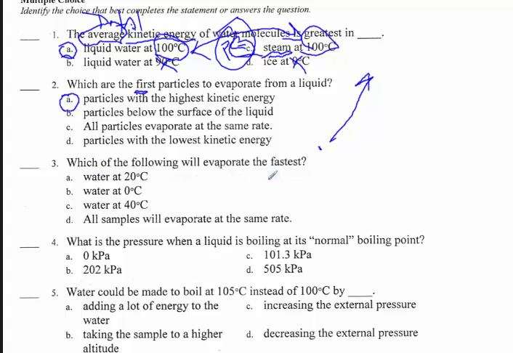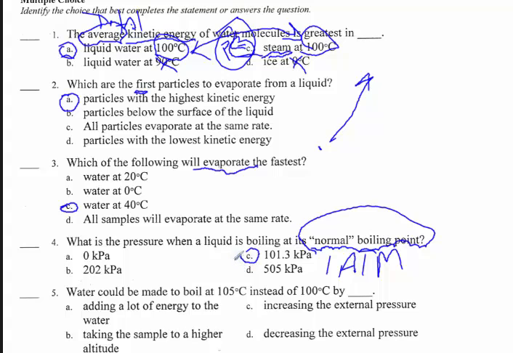Which of the following will evaporate the fastest? So think about it. The more temperature, the more speed of the molecules. So water at 40 degrees C will have a lot more kinetic energy, and will evaporate a lot faster than water at 20 or 0. What is the pressure of a liquid when it's at its normal boiling point? Anytime you see the word normal, as in normal boiling point, you have to remember that's 1 atmosphere. And so of these 4 pressures, 101.3 kPa qualifies as 1 atmosphere. So that's the answer to that one.